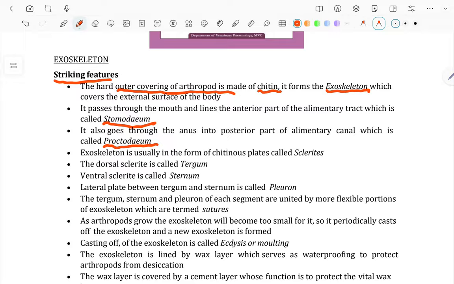Exoskeleton is usually in the form of chitinous plates called sclerites. The dorsal sclerite is called tergum. The ventral sclerite is called sternum. The lateral plate between tergum and sternum is called pleuron. The tergum, sternum, and pleuron of each segment are united by a more flexible portion of exoskeleton called suture.